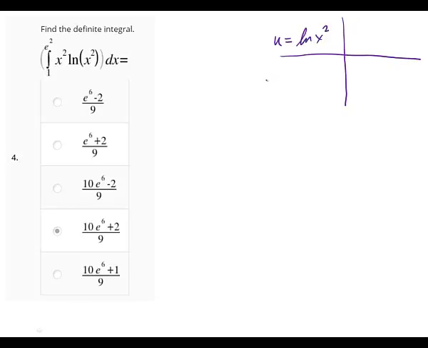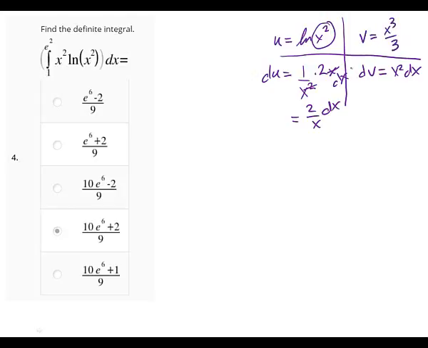Yep, natural log of x squared. So du, what's the derivative of the natural log of x squared? 1 over x squared, and then the chain rule gives us 2x. So that reduces to 2 over x dx. Okay. So that means that dv is x squared dx. When I integrate dv, I get v. When I integrate x squared, we get? Good.